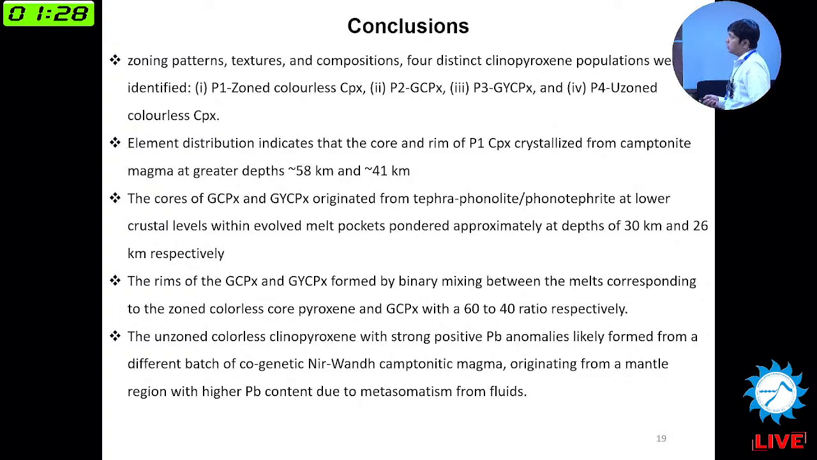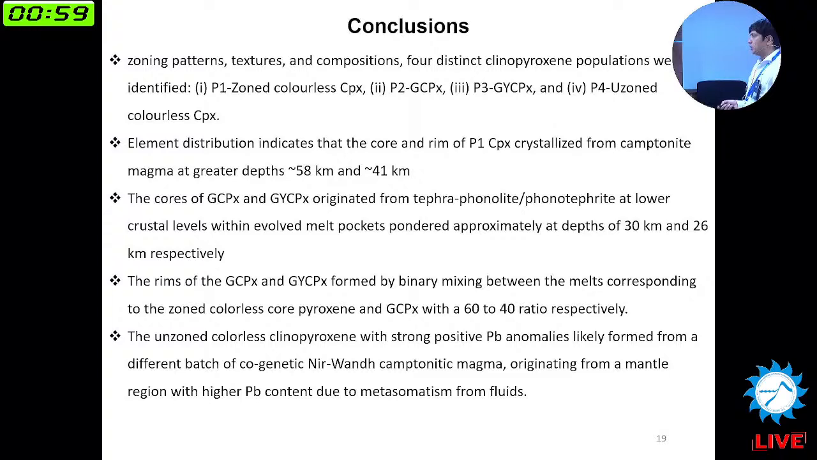So, conclusion: based on the zoning pattern and textures, four distinct clinopyroxene types have been identified. The P1 type suggests that the magma crystallized at approximately 58 kilometers for the core regions, while the rim at 41 kilometers. The GCPX have formed at a low pressure depth of 30 to 26 kilometers, and the rims would have formed within a 60 to 40 mixing ratio between the tephriphonolitic magma and the lamprophyric camptonitic magma.